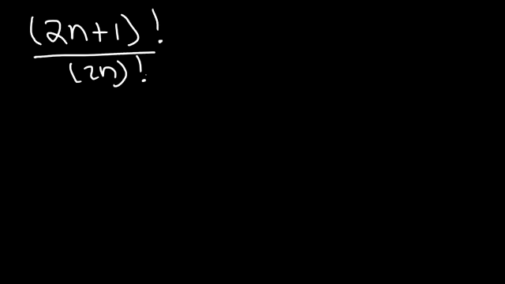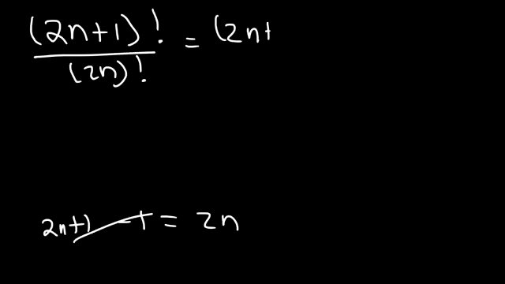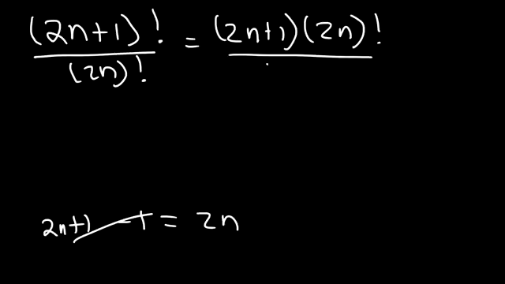Now let's try one last example. 2n plus 1 factorial divided by 2n factorial. Now what's 1 less than 2n plus 1? If you subtract it by 1, the next number will be 2n, because the 1s will cancel. So this is going to be 2n plus 1 times 2n factorial. And we already have 2n factorial in the bottom, so these can be canceled. And therefore, the final answer is just 2n plus 1.